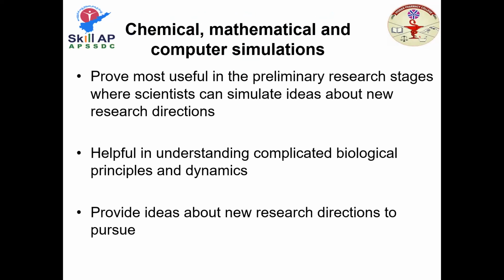It proves most useful in the preliminary research stages, where scientists can stimulate ideas about new research directions. First we have to synthesize molecules, because the structure of the receptor is unique and fixed. Based on that we synthesize n number of compounds, to see which is fitting perfectly based on the chemical moieties. We will know that if this moiety is present, we will have toxicity. Because the receptor has n number of functional groups, and our drugs also have n number of functional groups, we check whether it is docking properly and binding properly. It is very helpful in understanding complicated biological principles and dynamics, because only after binding will it have an effect. Dynamics means what the drug does to the body. So it provides ideas about new research directions to pursue.